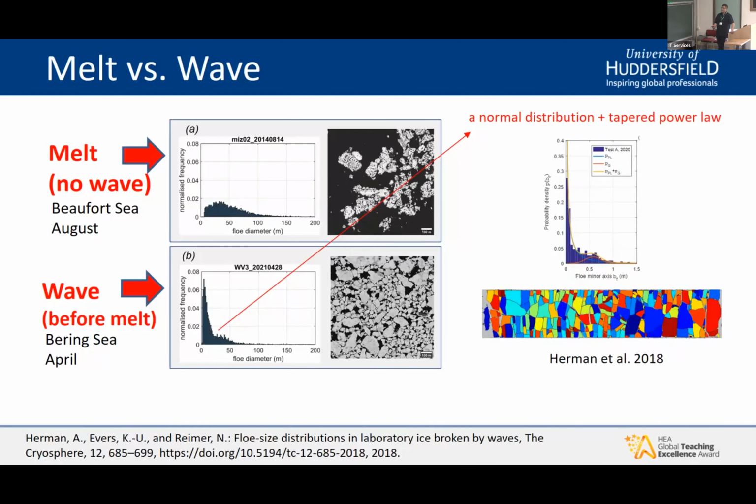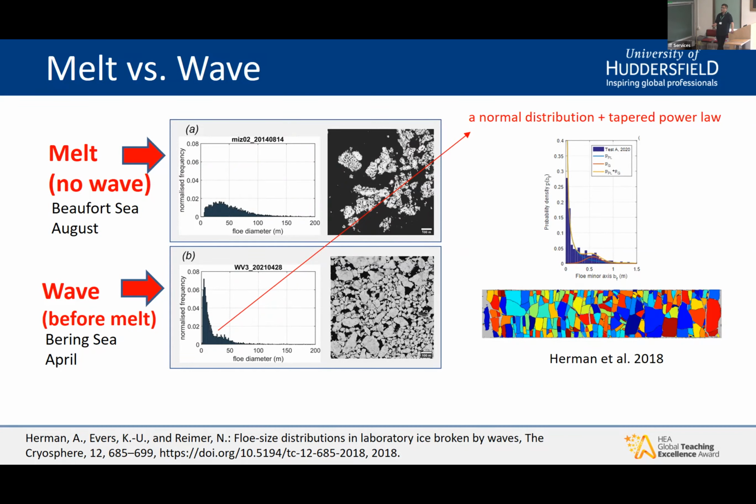And then what is interesting about this wave case we saw is that Anishka did a lab experiment, and remarkably, this distribution looks very similar to her result, and she defined it as a normal distribution with a tempered power behavior. So it was quite interesting to see the good match on that one.